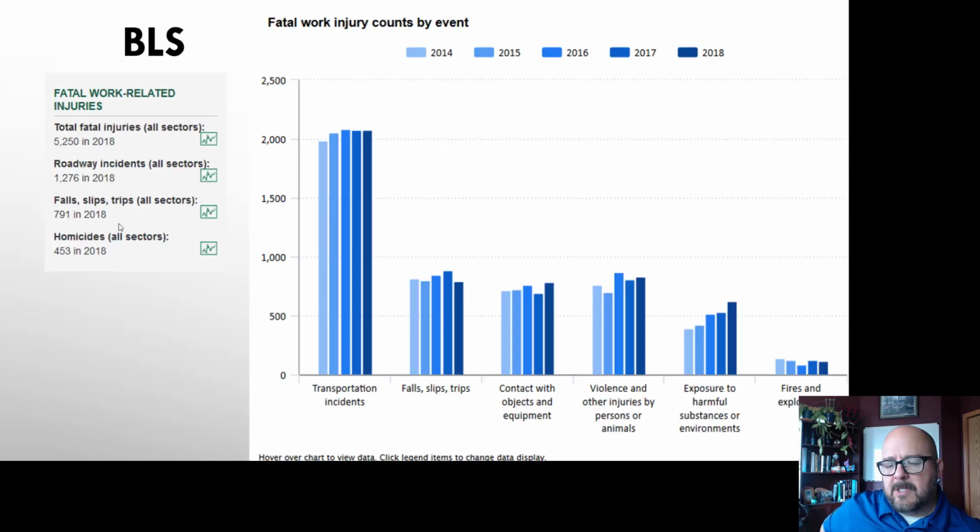Let's go to the Bureau of Labor Statistics now. That was the Center for Disease Control and Prevention, or just CDC. This is the 2018 numbers. In 2018, there were 5,250 deaths or fatalities in the workplace. And let's compare them side by side.